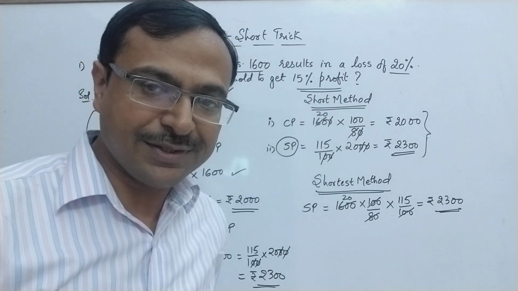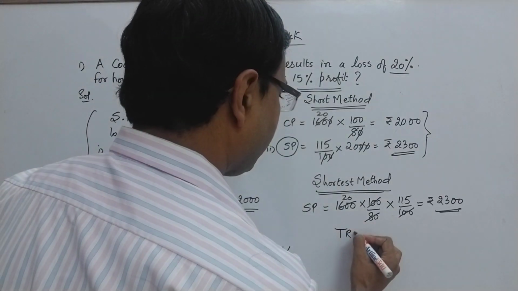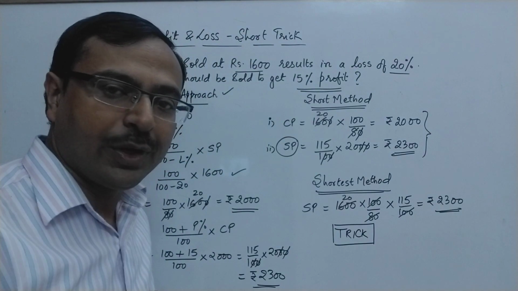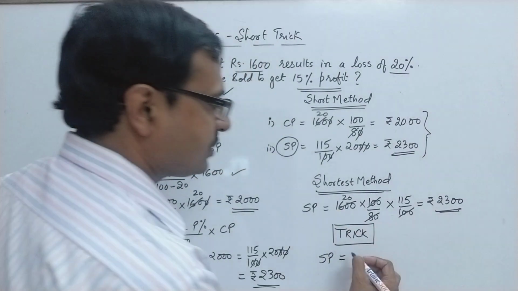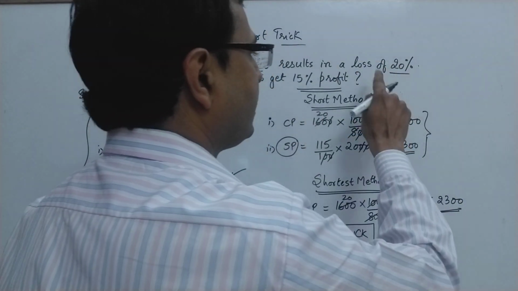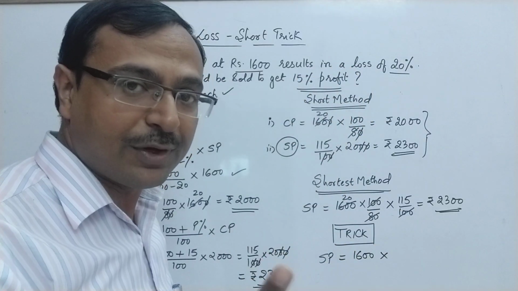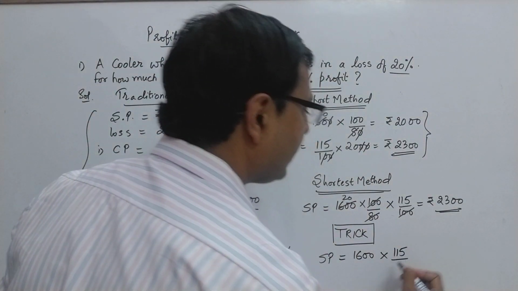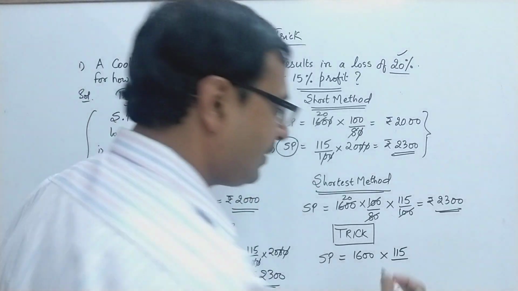You want to reduce it further? You can reduce it further also. So what is the trick? What trick are we planning to invent in this one? Selling price can be found out by 1600, which is always there. The second part is 15% profit. So always add profit to 100, you get 115, multiply by 115 and divide by the first part, that is loss of 20%. So 100 minus 20, 80.